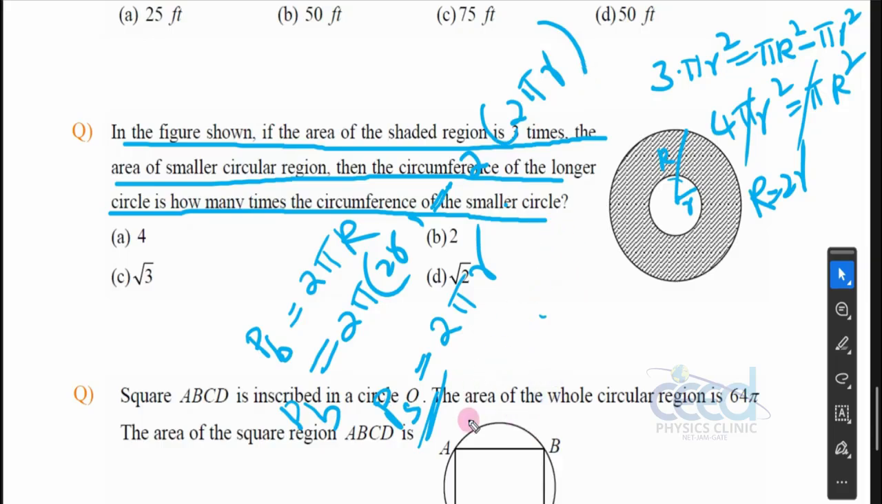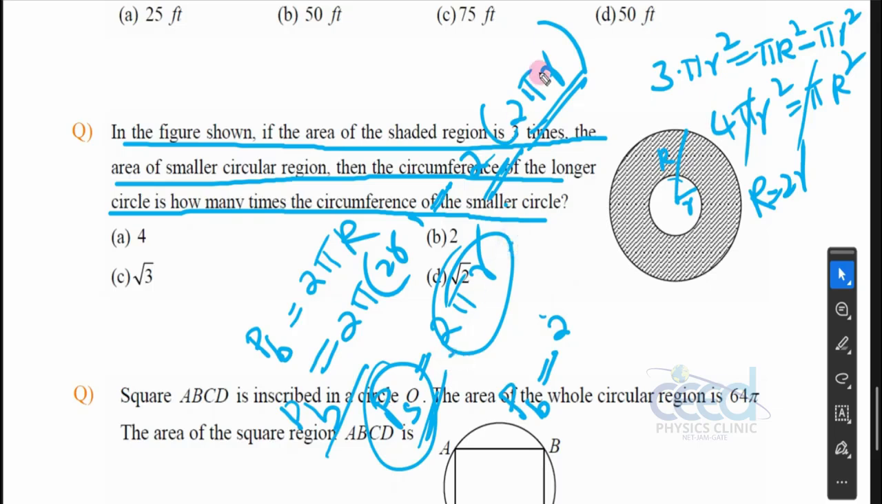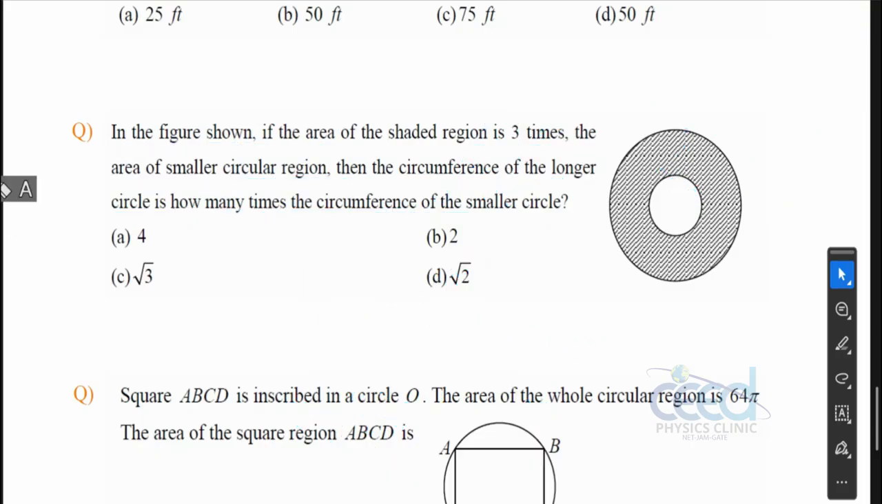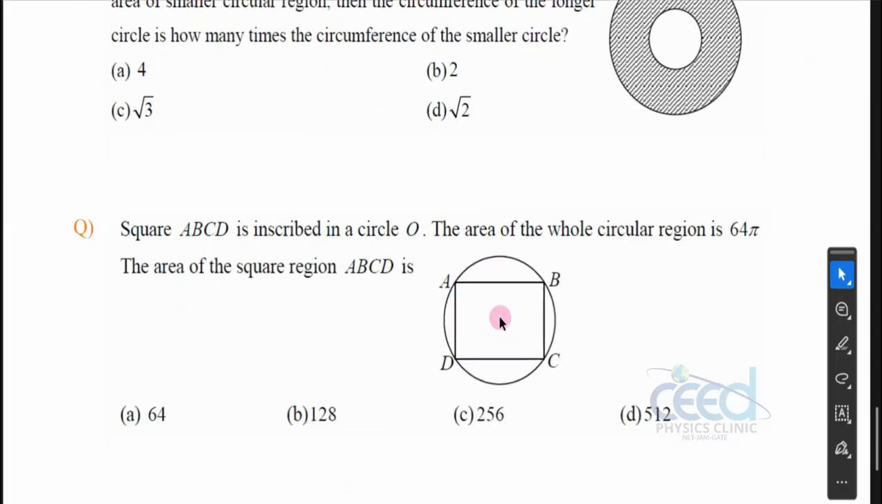Now what can I write? 2 into 2 pi r. The perimeter of the big circle is equal to 2 times the perimeter of the small circle, that only 2 pi r, this 2 pi r. Then it is 2 times, right. Then option B is correct. All right. Now let us go to another question.